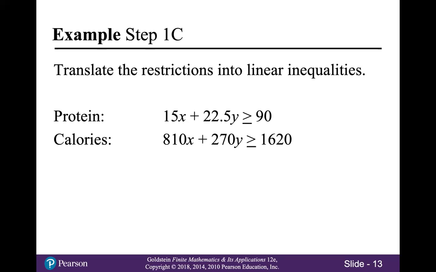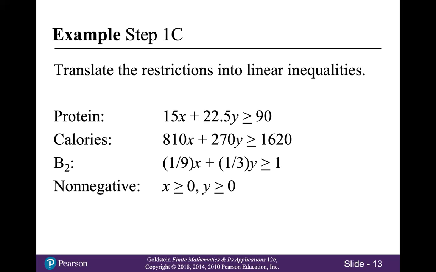Same kind of thing for calories. 810X plus 270Y is greater than or equal to 1620. And vitamin B2, 1/9 X plus 1/3 Y has to be at least 1. And as usual, the variables cannot be negative. X and Y both have to be greater than or equal to 0.